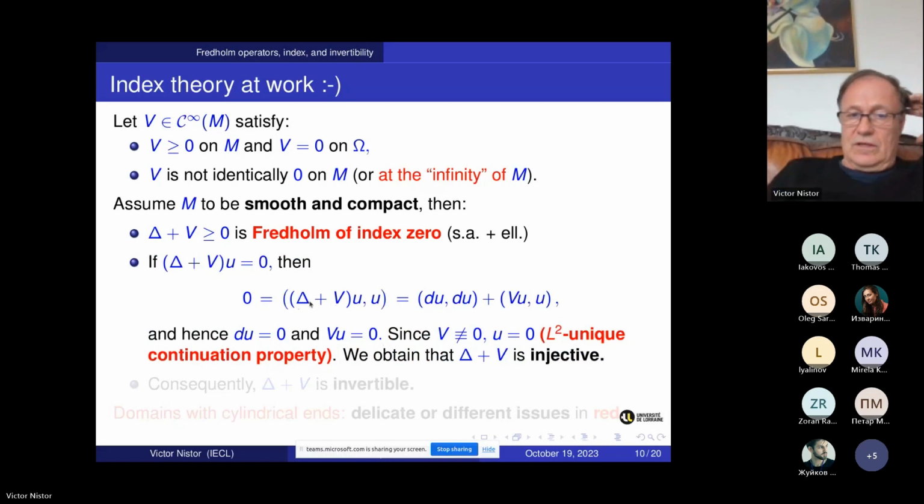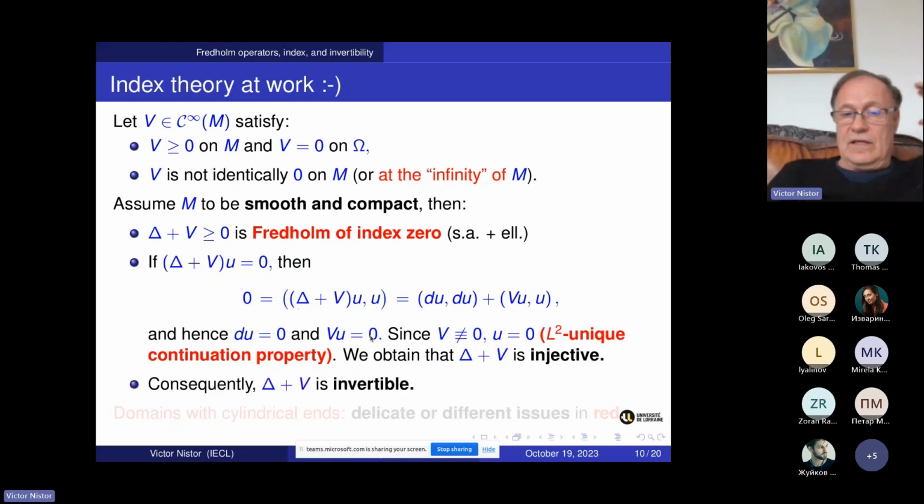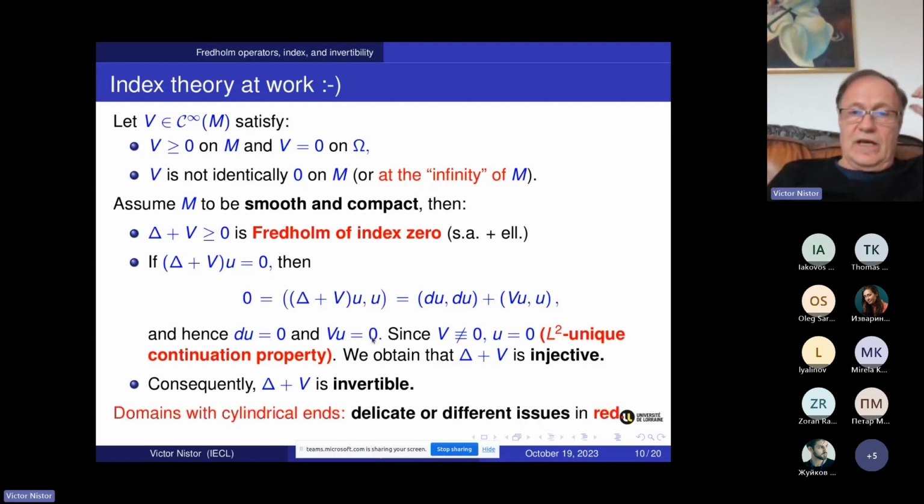So we write 0 is delta plus V U in a product with U. We separate, and both terms are supposed to be positive. We get dU is 0. That means that U is constant or locally constant. Since VU is 0 and V is not identically equal to 0, we obtain that U is actually 0. So that constant must be 0. So that shows that delta plus V is injective. And then bingo again, with that simple Fredholm theory or index theory result, we obtain that delta plus V is invertible.